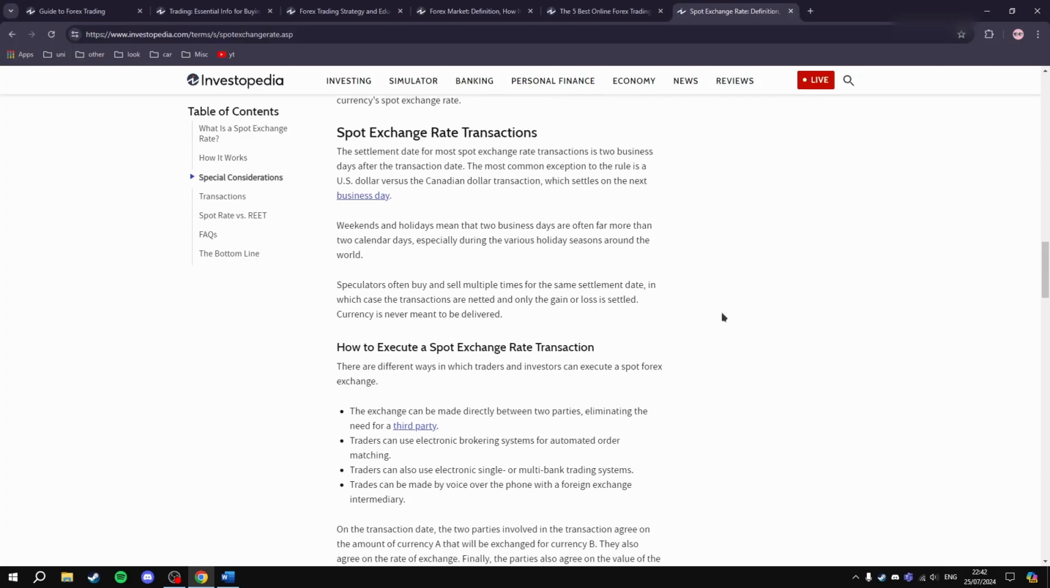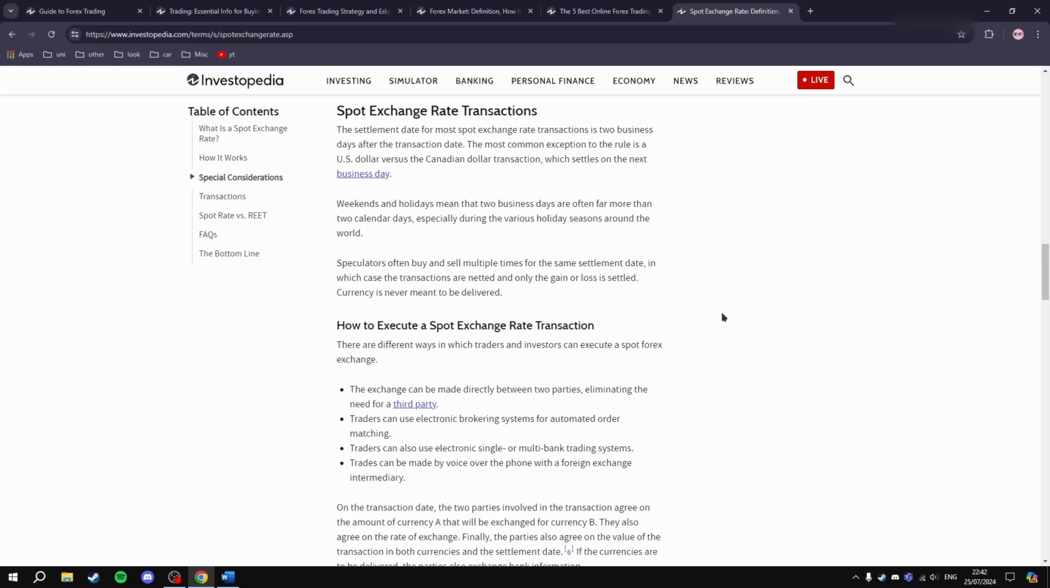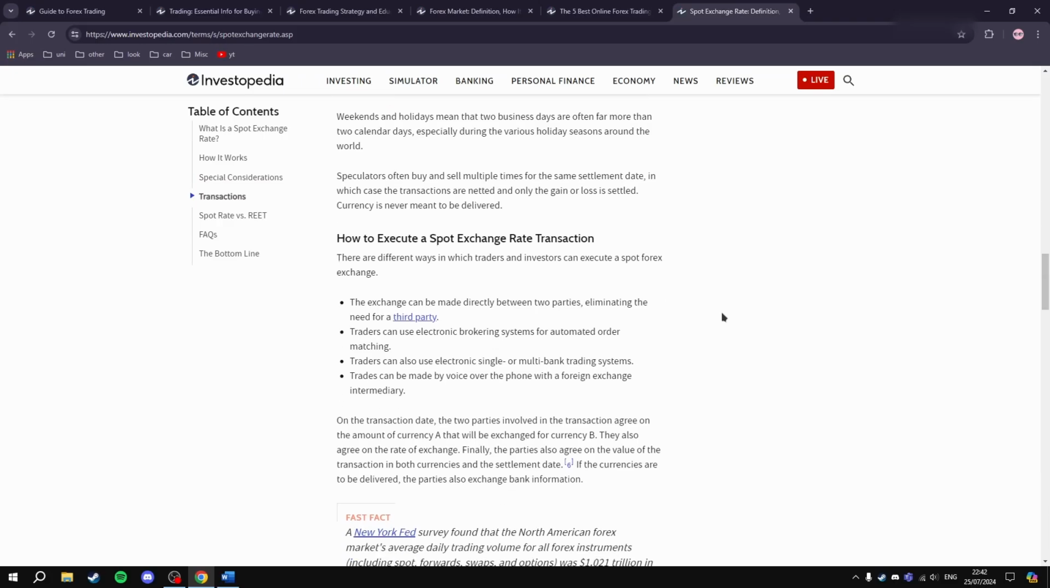Spot exchange rate transactions. The settlement date for most spot exchange rate transactions is 2 business days after the transaction date. The most common exception to the rule is a US dollar versus a CAD transaction, which settles on the next business day. Weekends and holidays mean that 2 business days are often far more than 2 calendar days, especially during the various holiday seasons around the world.